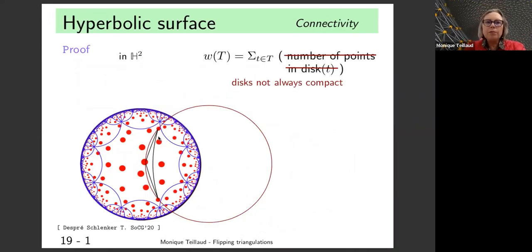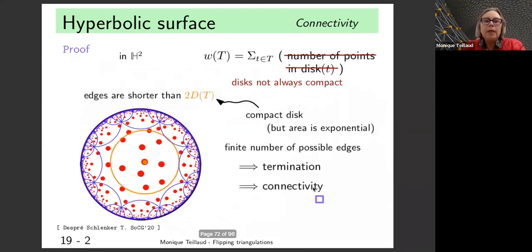The problem when you want to do the same for the hyperbolic surface is that it does not work, because if you want to count the number of points in a disk that is not a Delaunay disk, the disks are not always compact. So this number can be infinite, and you need something compact if you want to compute. But the thing that saves us is that the edges that appear during the flip are always shorter than 2 d of t. So you get something compact. The issue is that the area of a hyperbolic disk is exponential, so the bound would be higher. But at least you have something compact and you can get an idea why the flip terminates.